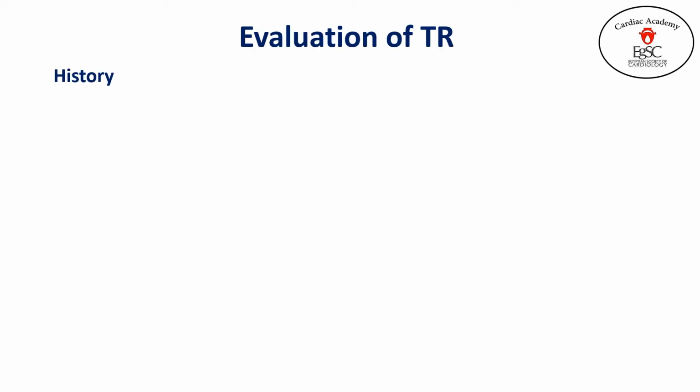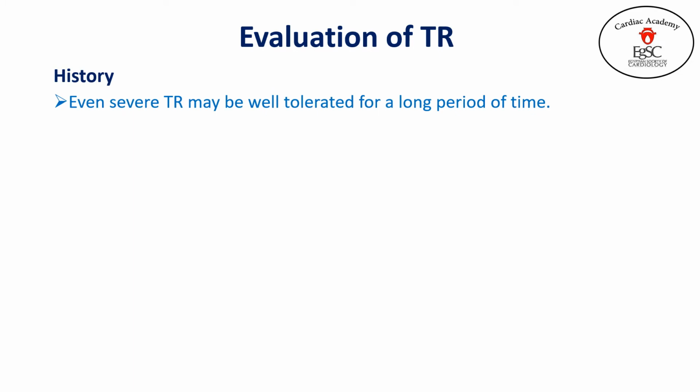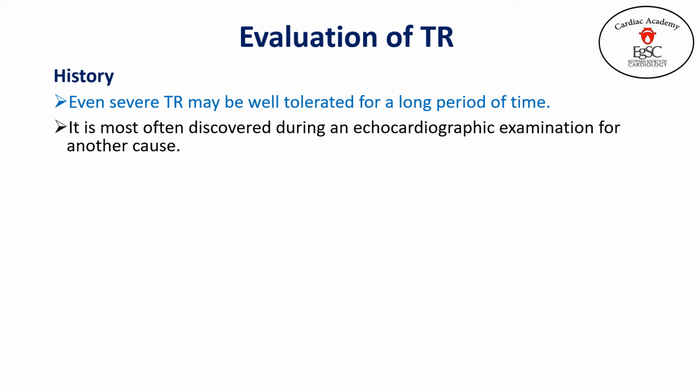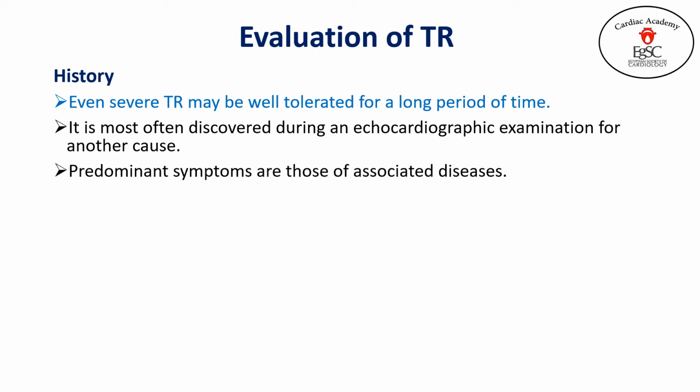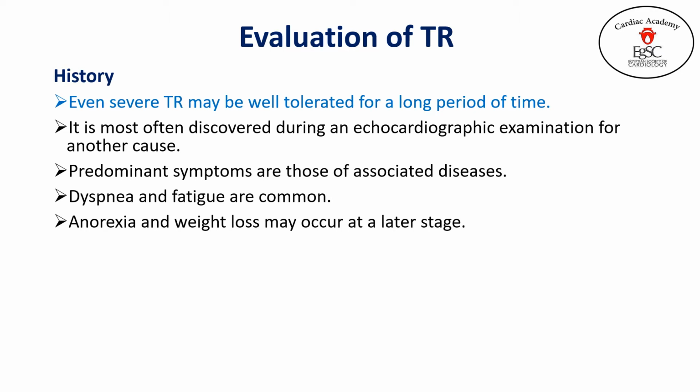Evaluation of tricuspid regurgitation. First, from the history. Even severe tricuspid regurgitation may be well tolerated for a long period of time. It is most often discovered during an echocardiographic examination for another cause. Predominant symptoms are those of associated diseases. Dyspnea and fatigue are common. Anorexia and weight loss may occur at a later stage.